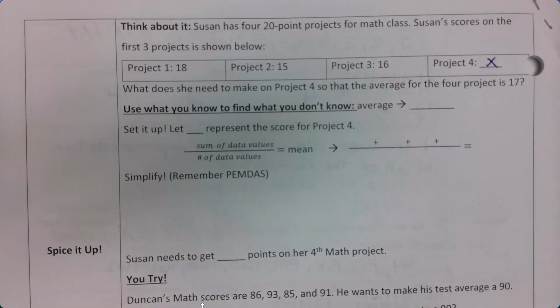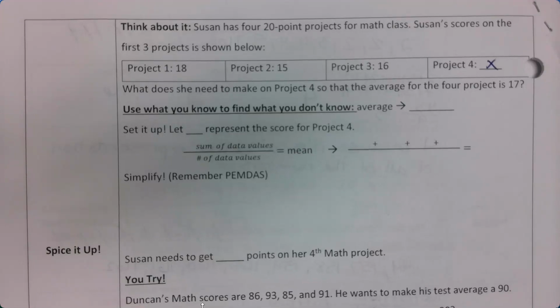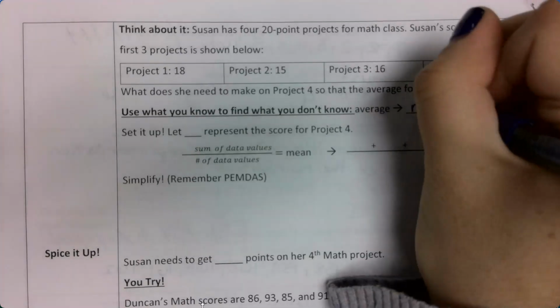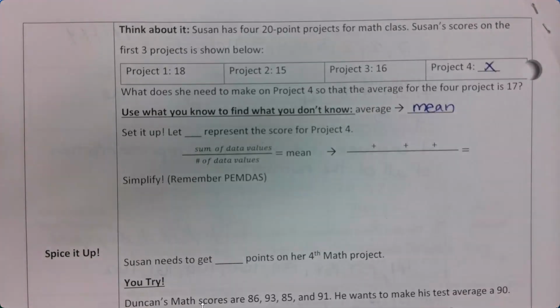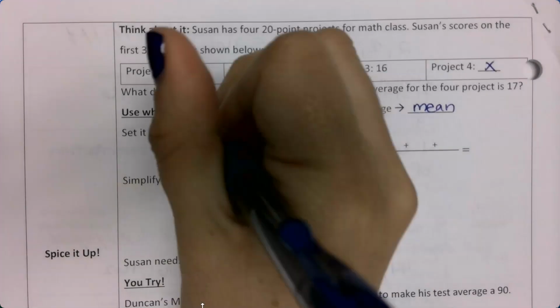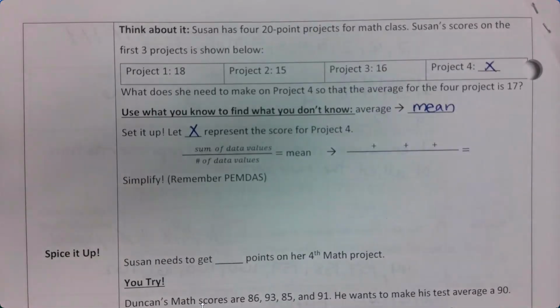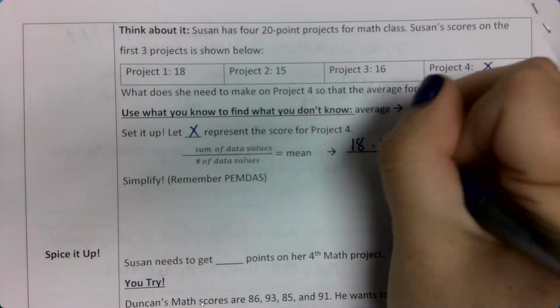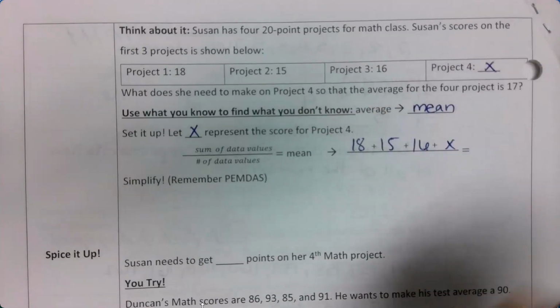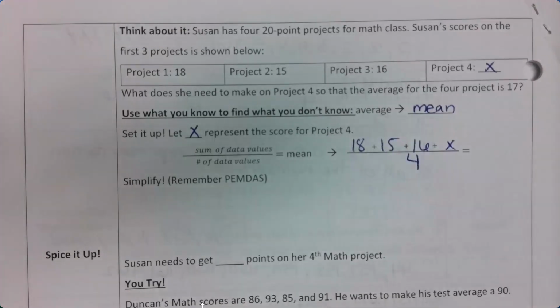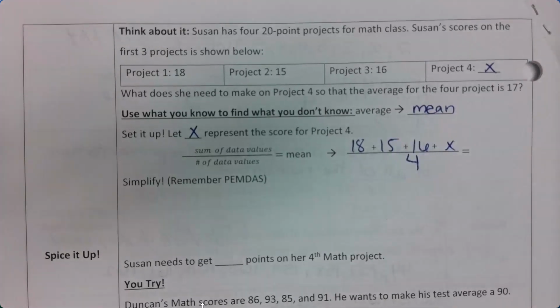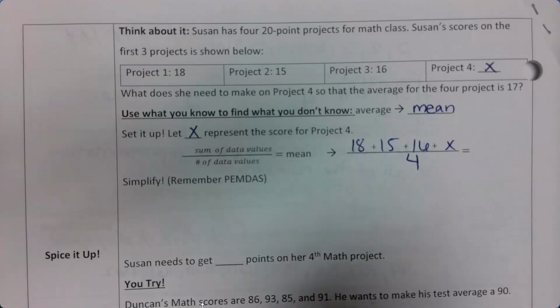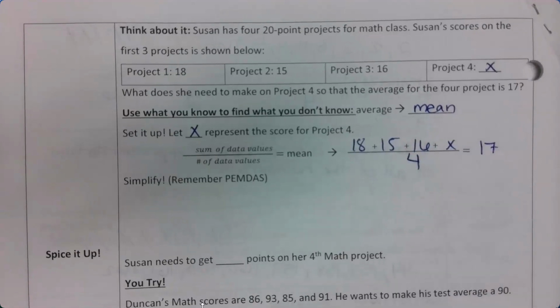We need to figure out what she needs to get on the 4th project in order for her average to be 17. So, we are going to find the mean. And I said we were letting X represent our 4th project. So I'm going to plug this in. She had 18, 15, 16, and X. And there's a total of 4 projects. What's the average she wanted to get? 17. So what do you think I should do?